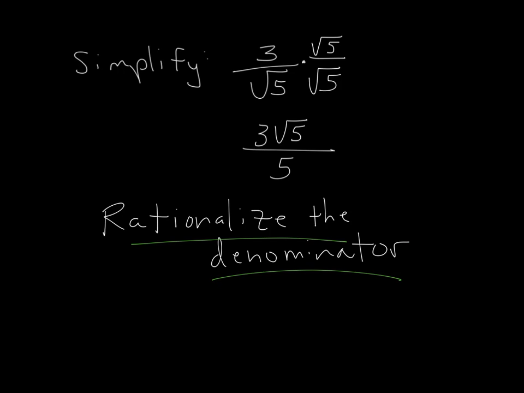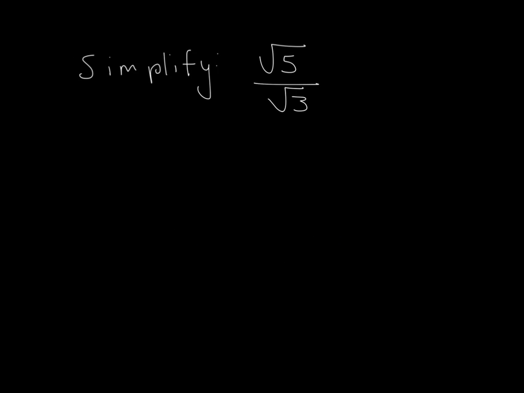Let's do another one. Same concept. We're going to get rid of this square root of 3 on the bottom. We're going to multiply by another square root of 3.